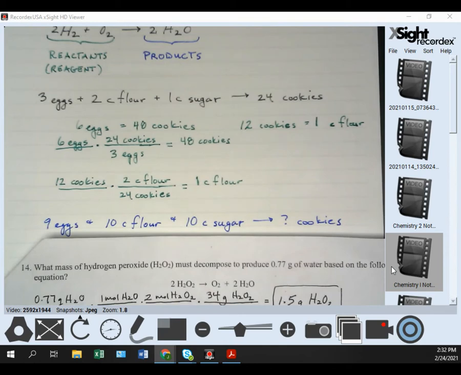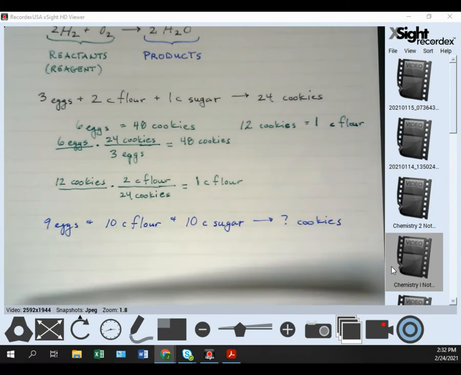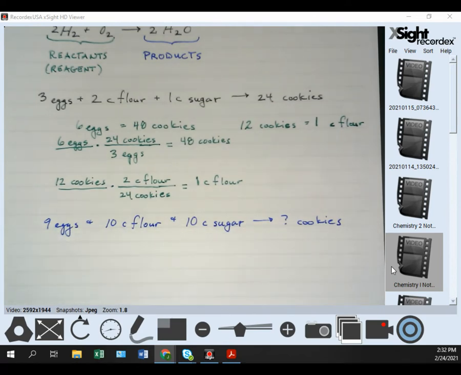So now what does that have to do with what we're doing here? What if I gave you guys this? What if I said you have 9 eggs, 10 cups of flour, 10 cups of sugar? How many cookies can you make? What would be the most number of cookies?